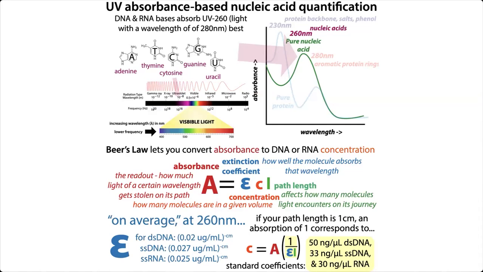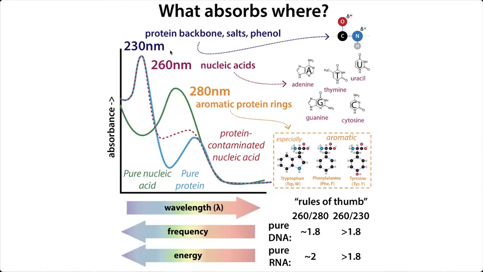In your DNA or your RNA, this is going to be those nucleobases, your A, T, C, G, and U. Those base parts have these resonance stabilized rings, where you have electrons being shared throughout the ring. In the case of our proteins, here we have our aromatic amino acids: tryptophan, phenylalanine, and tyrosine.